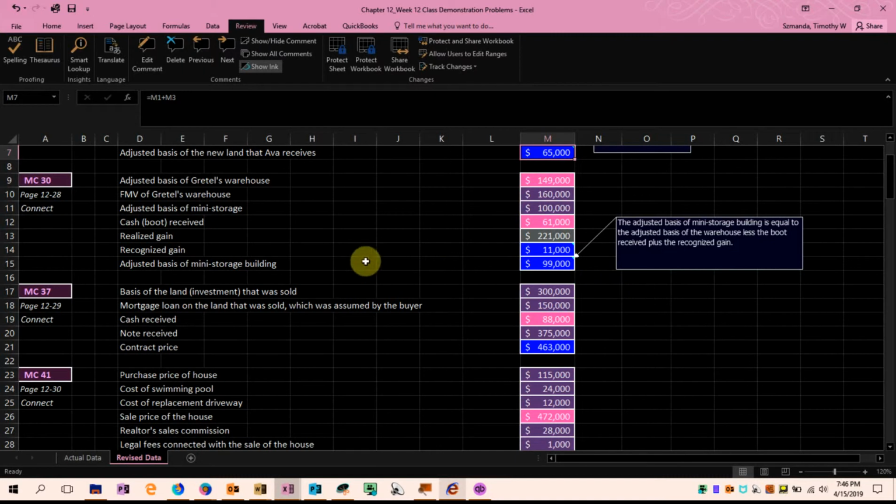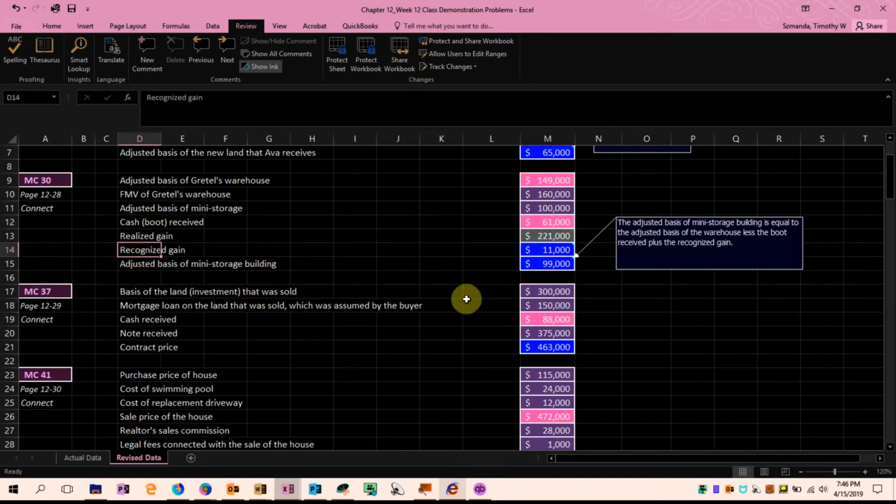Now we'll move down to question number 30, another Connect assigned question where I've altered the data. Gretel exchanges a warehouse with an adjusted basis of, in my case, $149,000, fair market value of $160,000 for a mini storage building with a fair market value of $100,000, and she also received $61,000 in cash. That's boot. So since she's receiving the boot, in this case, that does trigger the recognition of gain.